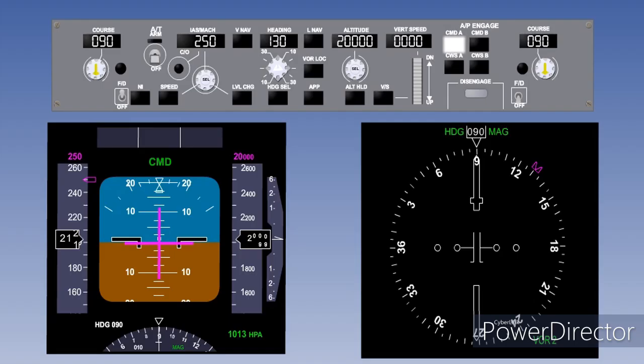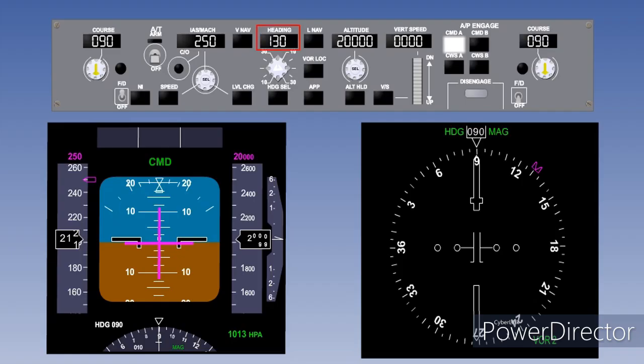Heading hold is a function that will cause the autopilot to maintain the current heading when pressed. If it is pressed during a turn, the autopilot will roll the aircraft wings level and maintain the heading it rolls out on. It is an easy way to interrupt a turn if required. This function is not available on the system we are demonstrating.